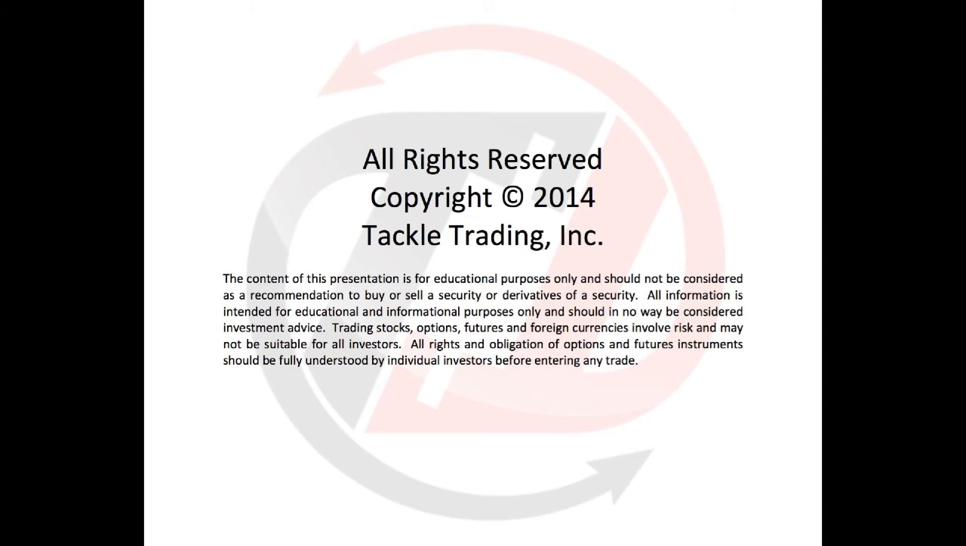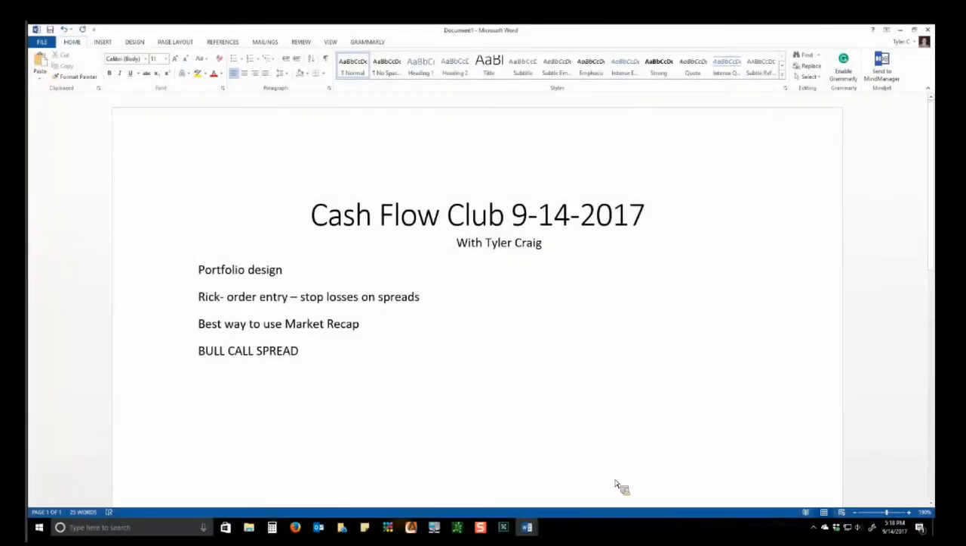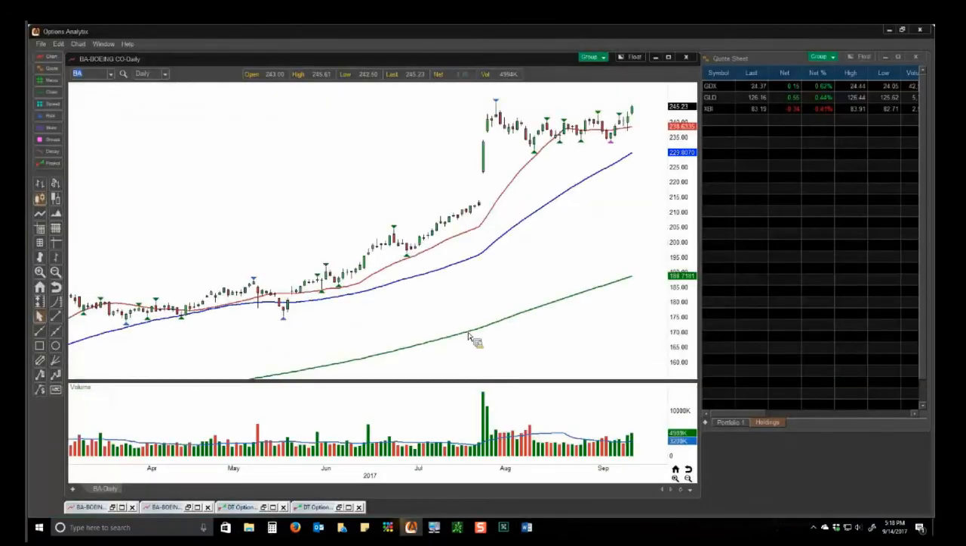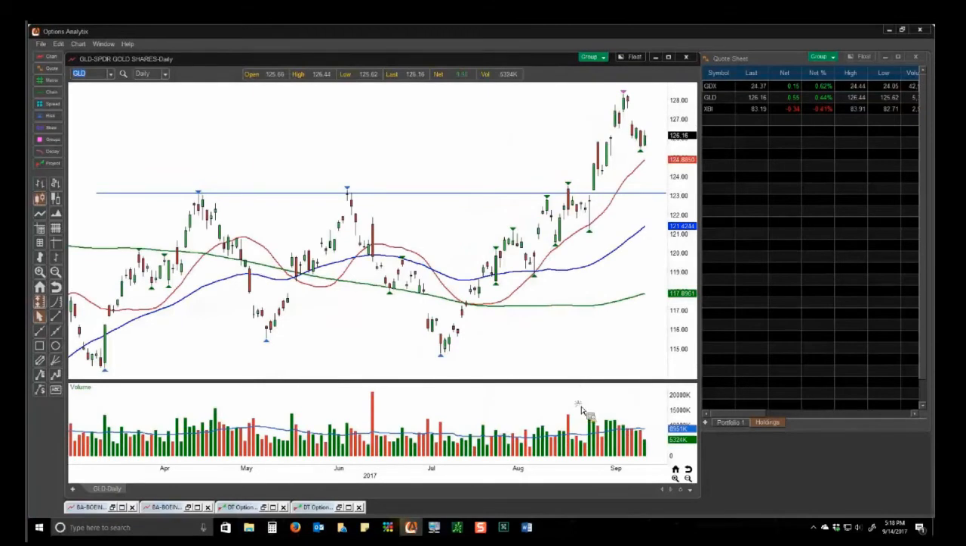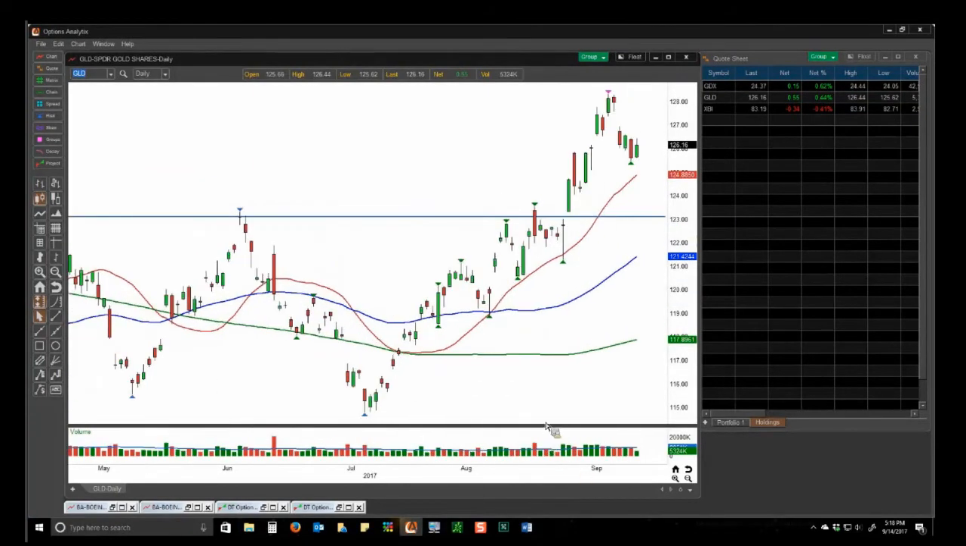So let's take a bull call spread. Because I got a couple of those going. And we can use gold. So let's take GLD. Let's build a trade in gold here.